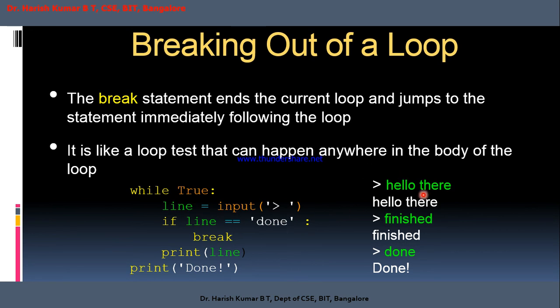So initially I typed hello there. Are you people there? Yes, you are there and listening to me. And then finished. Okay, I typed again, it told me finished, you typed. Now I said done, it told me done, and it is out of the loop. So the loop got terminated. Okay, so I got this done printed, because it came out of the loop.